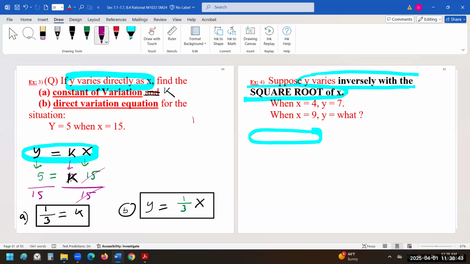And this is a final exam question. You'll have at least one from 8.4.